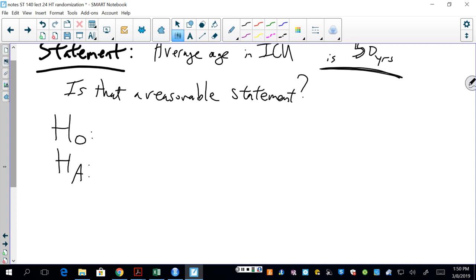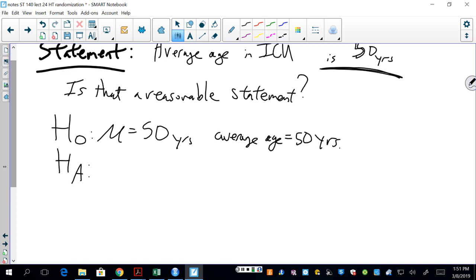we're going to set up a hypothesis: is it 50? So is the average equal to 50? You can either use the Greek symbols, or you can say the average age is 50 years.